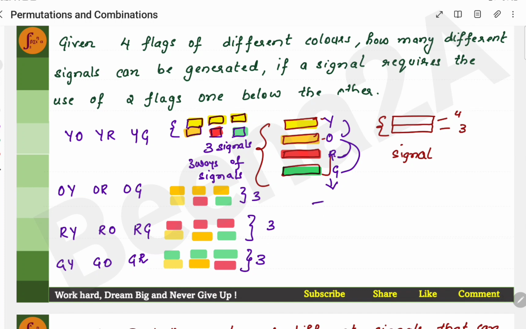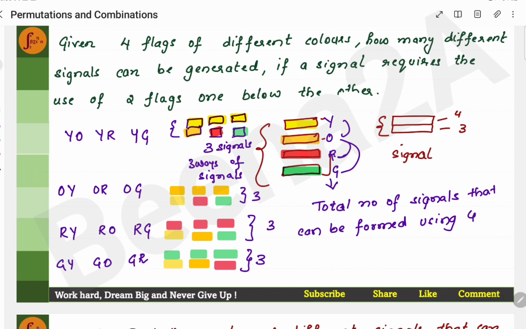Now what is the total number of signals that can be formed using 4 different flags? We add 3 plus 3 plus 3 plus 3, which is 12.